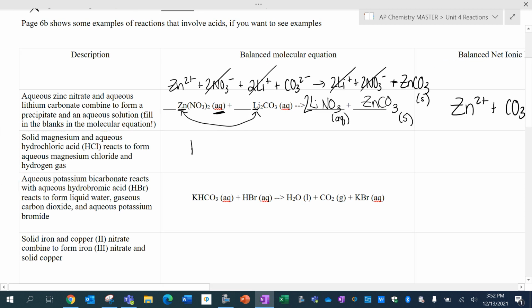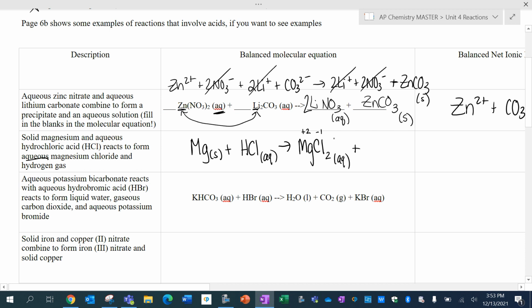Solid magnesium and aqueous hydrochloric acid combine to form aqueous magnesium chloride. So this is an ionic compound, so I have to consider the ion charges. Magnesium is +2, chloride's -1. So I'm going to do a little crisscross and say, okay, I need 2 chlorines for every 1 magnesium, and it's aqueous, because we see it right there.